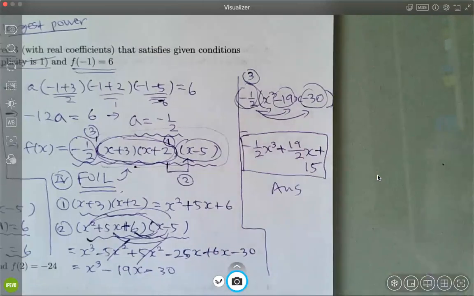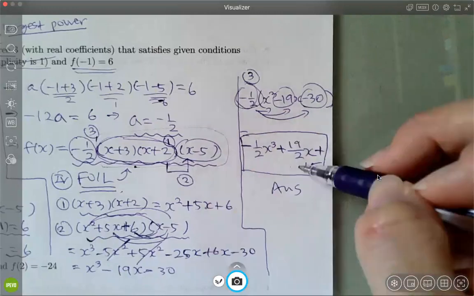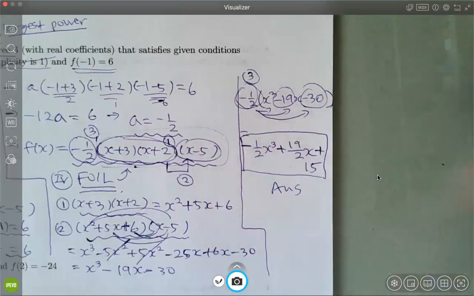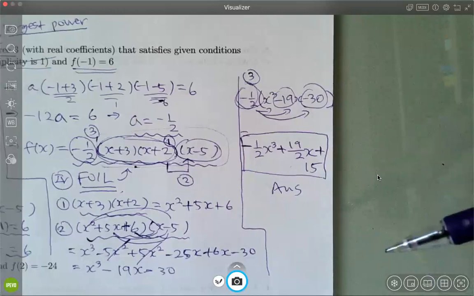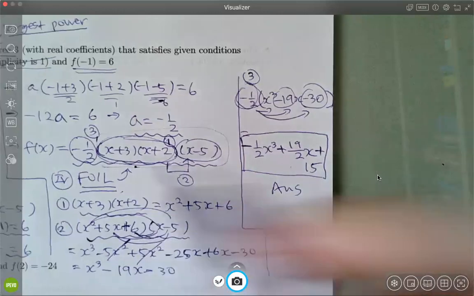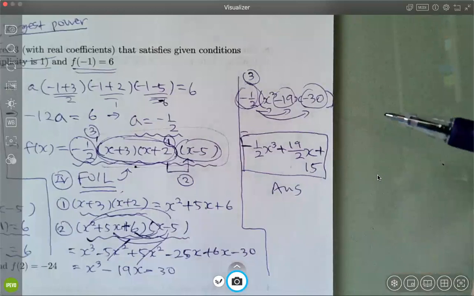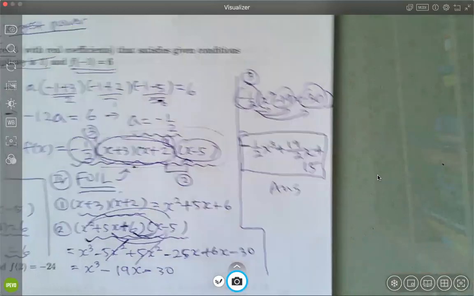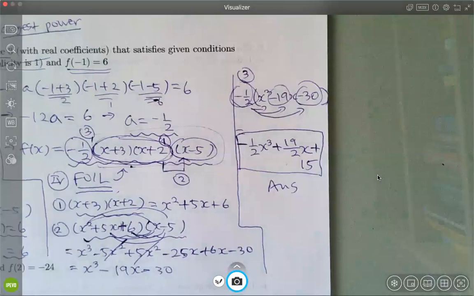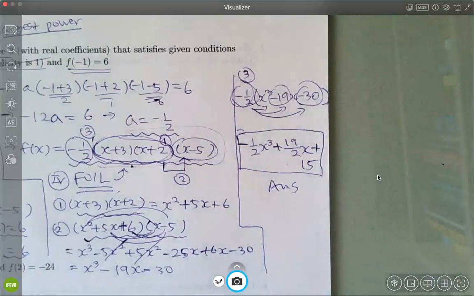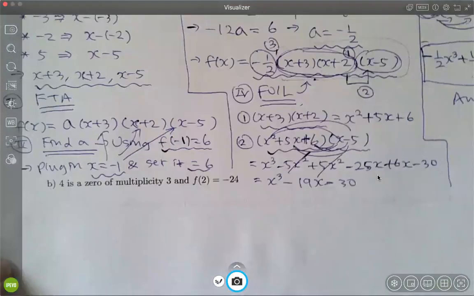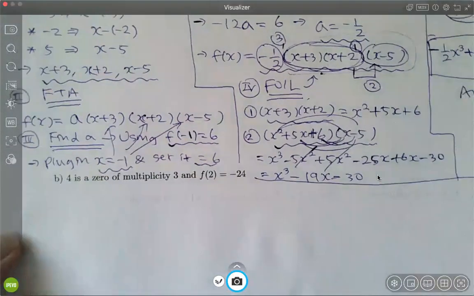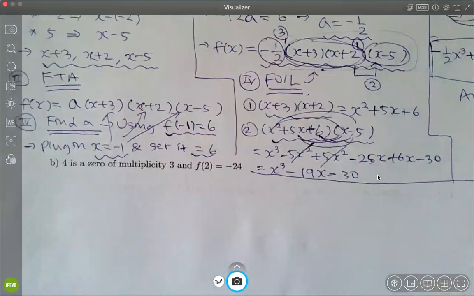Okay, so that is what you have to put if this were a problem in the homework. Okay, and you can see why I said this problem is very technical. Okay, so now that's A, and then B. 4 is a 0 of multiplicity 3, and f of 2 is equal to negative 24.